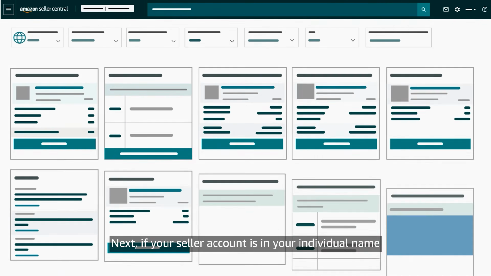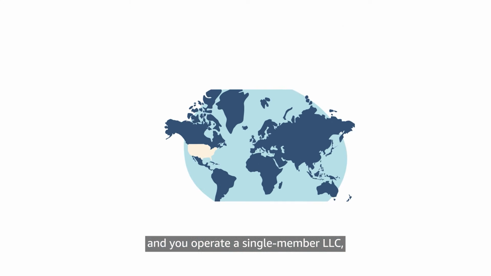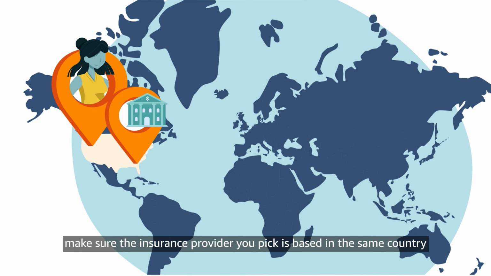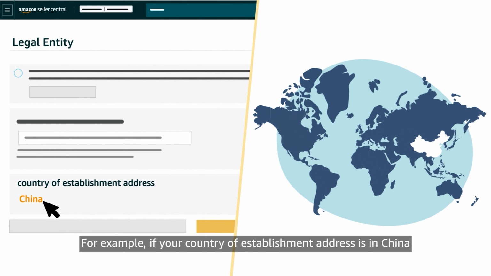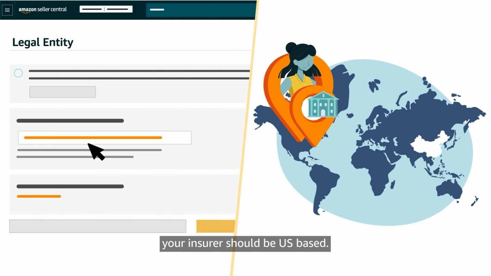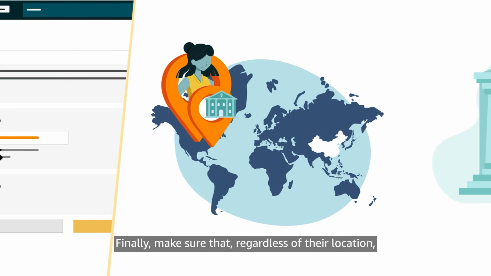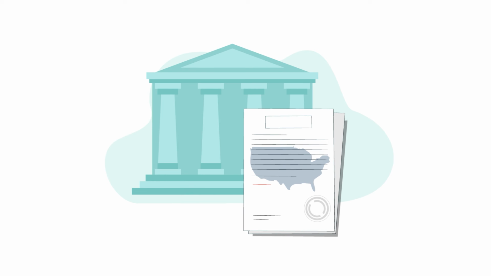Next, if your seller account is in your individual name and you operate a single-member LLC, make sure the insurance provider you pick is based in the same country where your LLC is registered. For example, if your country of establishment address is in China, but you operate a single-member LLC in the U.S. with the same legal business name, your insurer should be U.S.-based. Finally, make sure that, regardless of their location, your insurer covers U.S.-based claims.